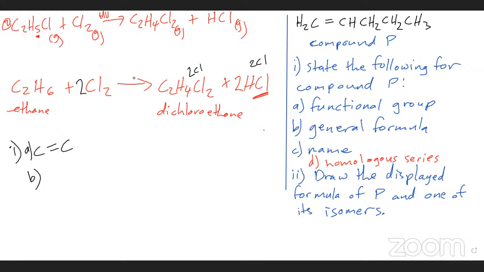What's the general formula? CnH2n. All right. Before we go any further, let's answer D. What is the homologous series? Alkene. Right. Because it's an alkene, this is the functional group for the alkene and the general formula. What would be the name of the compound? 1-pentene. 1-pentene is correct.